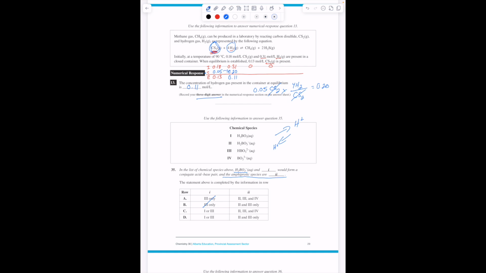This one can't receive an H because it doesn't have a negative. It needs to have a negative to receive an H positive. So that's out. This one has an H, so it can throw one away. Has a negative, so it can receive an H positive. Same with this one. So 2 and 3 work. This one can receive, but it doesn't have any H's to give, so that's out. So the answer has to be D. Perfect.